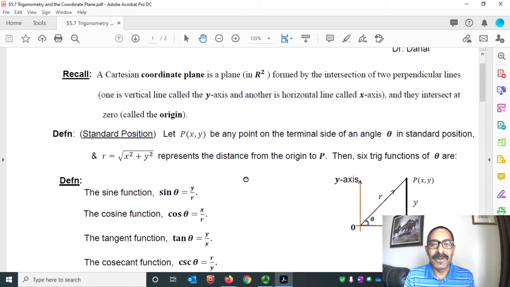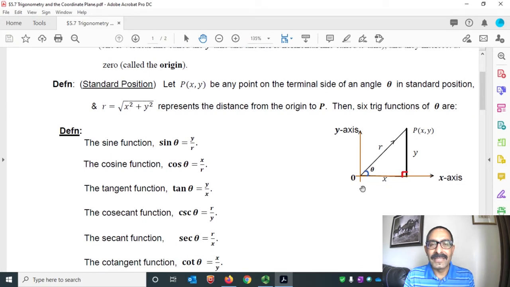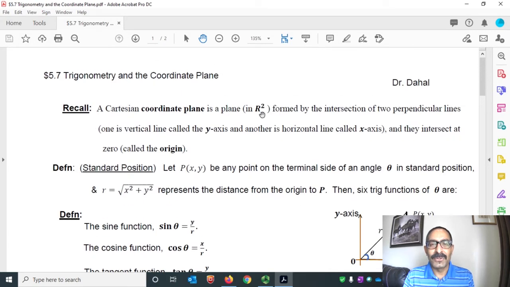So let me talk about this diagram here. This is the y-axis, this is the x-axis. They intersect at the origin. They make an angle here of 90 degrees. By the way, this x-axis is also a real line, the y-axis is also a real line, so we can denote this by R squared also.